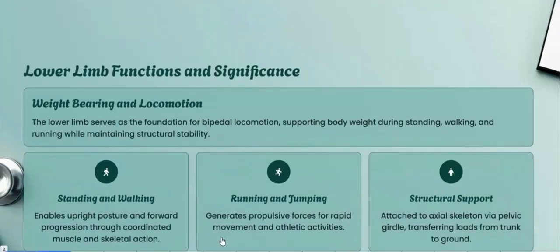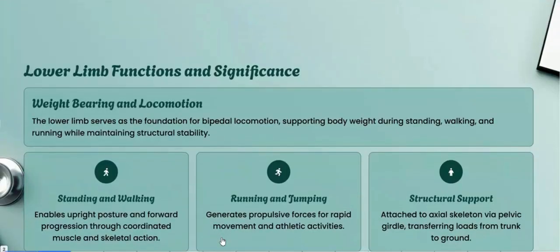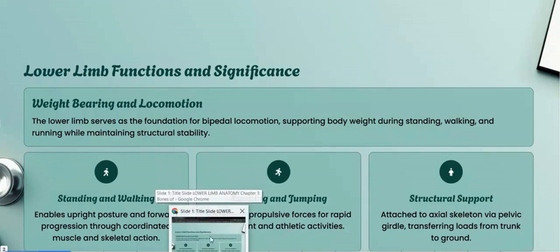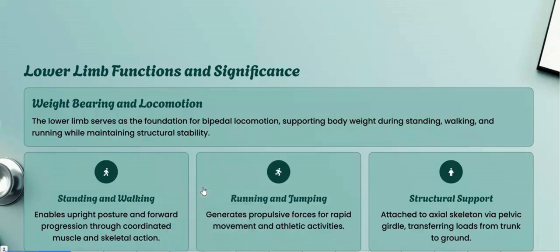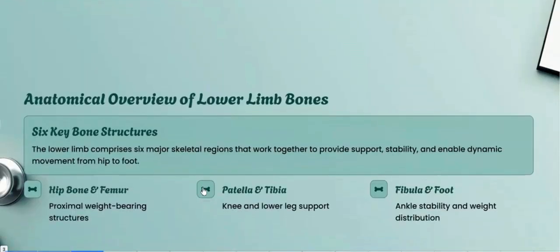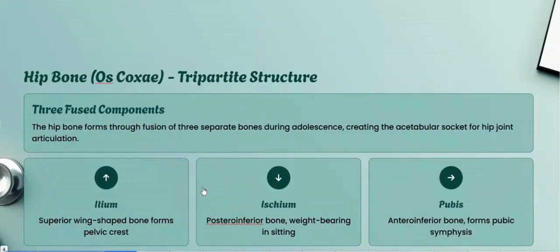The lower limb skeleton is specially designed for weight-bearing, stability, and locomotion. Unlike the upper limb, which focuses on mobility, the lower limb is built for support and strength. It helps us in standing, walking, running, and maintaining posture. Also, the lower limb is attached to the axial skeleton through the pelvic girdle, which transmits body weight to the legs.